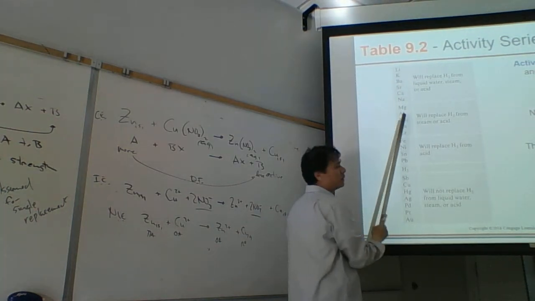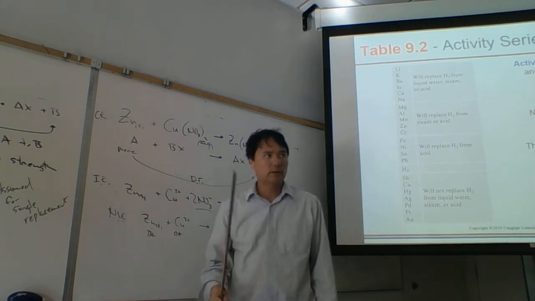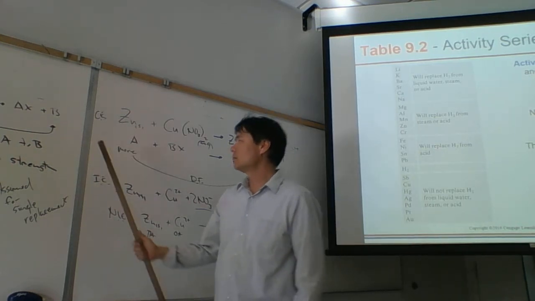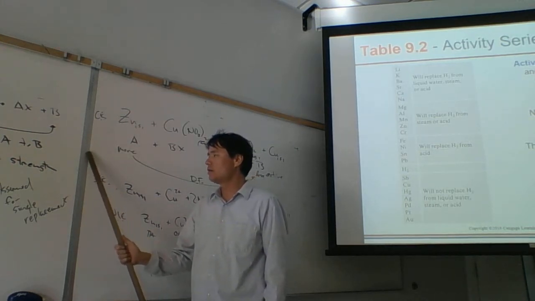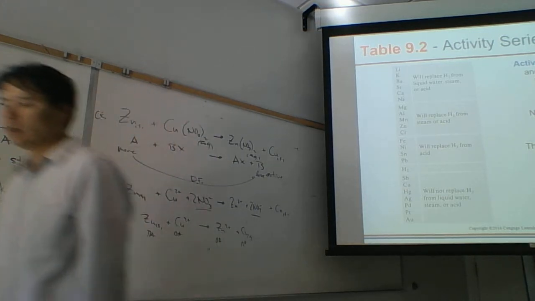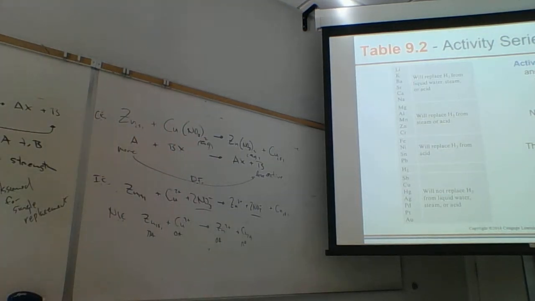There's a problem with aluminum. Aluminum is on our chart. Water should have reacted with it, but aluminum forms a tough, impermeable oxide coating. And that oxide coating protects it. So aluminum is a lot less reactive when it has the oxide coating versus no oxide coating.